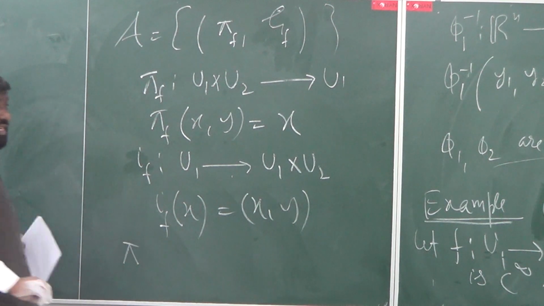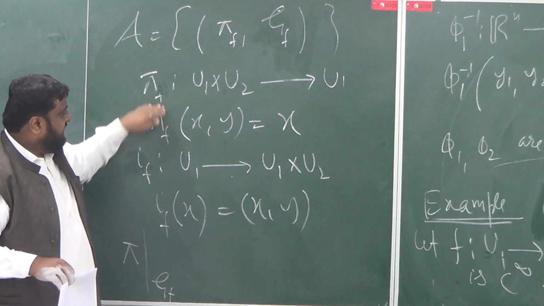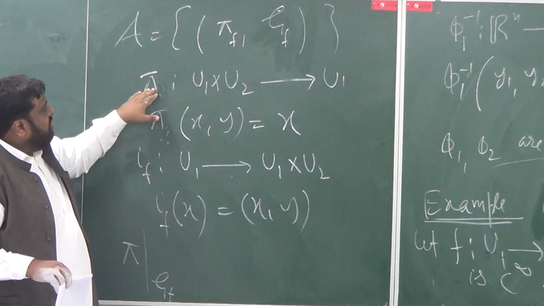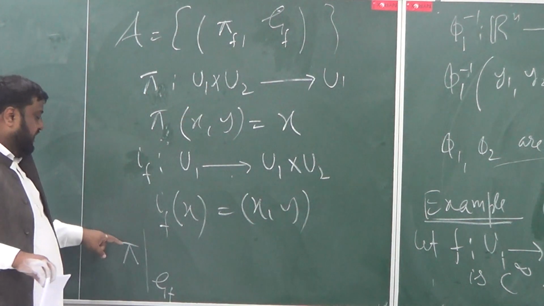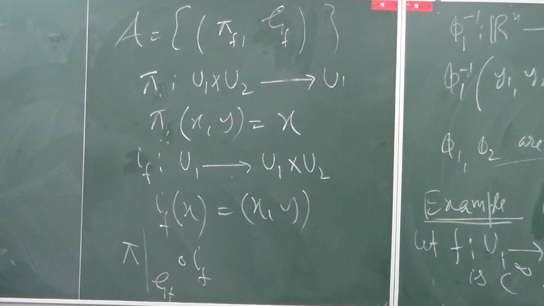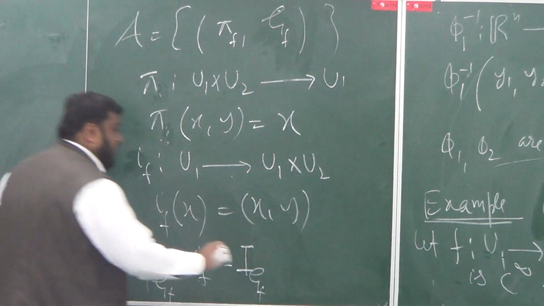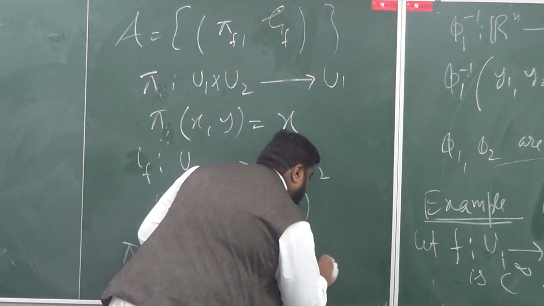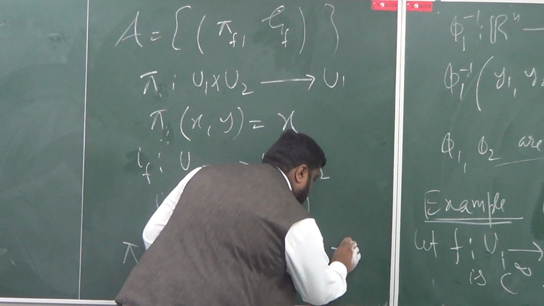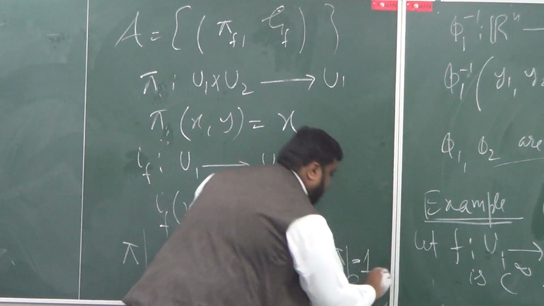Then I can see easily that if I restrict this pi onto the graph, so at the moment pi is defined on the whole U1 cross U2, but if I restrict it to the graph and I compose it with IF, I'm going to get the identity map on U1. And similarly, if I take IF and compose it with the restricted pi on the graph of F, I still get identity on the graph. Are you getting the point?